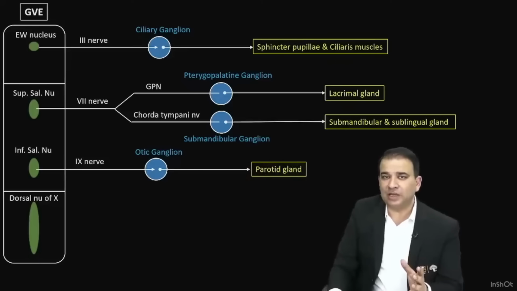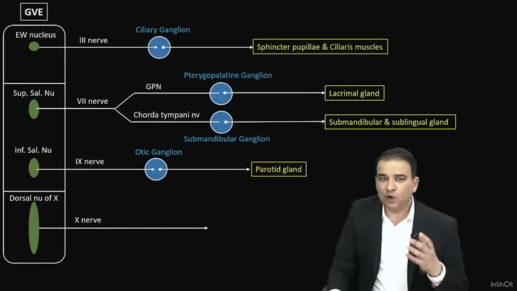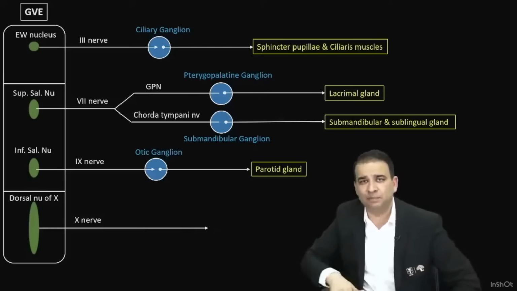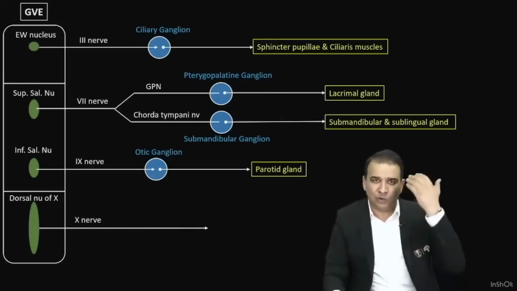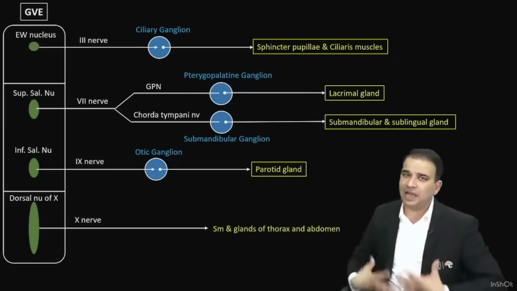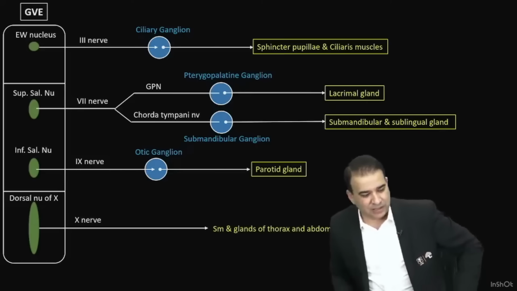Dorsal nucleus of vagus, obviously vagus nerve will come out of it. Now vagus nerve does not have a parasympathetic ganglion in head and neck. Vagus nerve ganglia are below the head and neck. So vagus nerve is basically going down beyond the head and neck and supplying the smooth muscles and glands mainly in the thorax and in the abdomen.